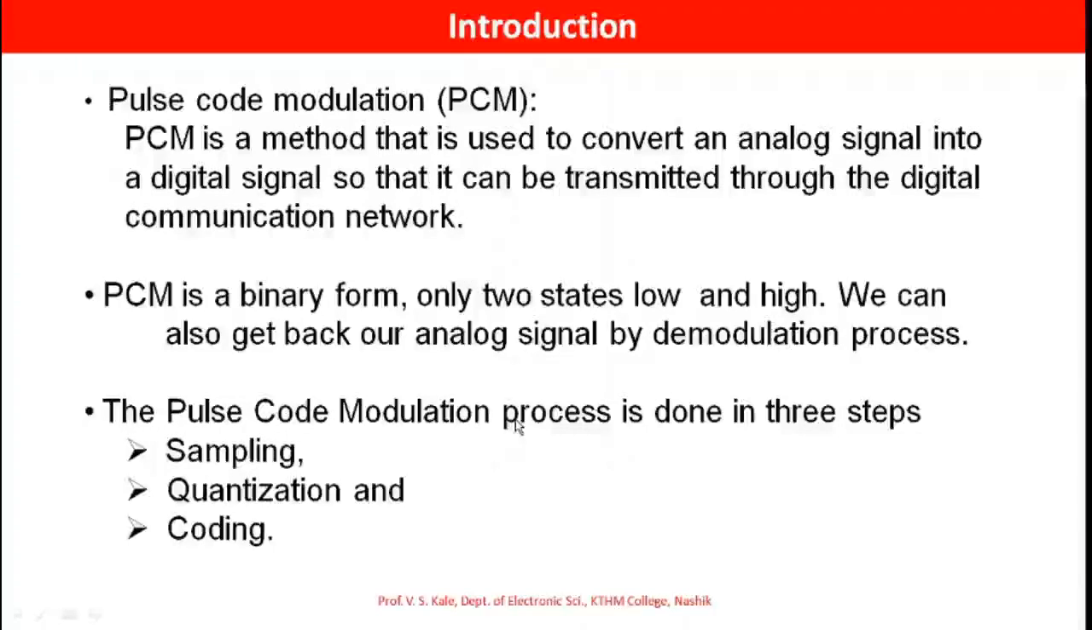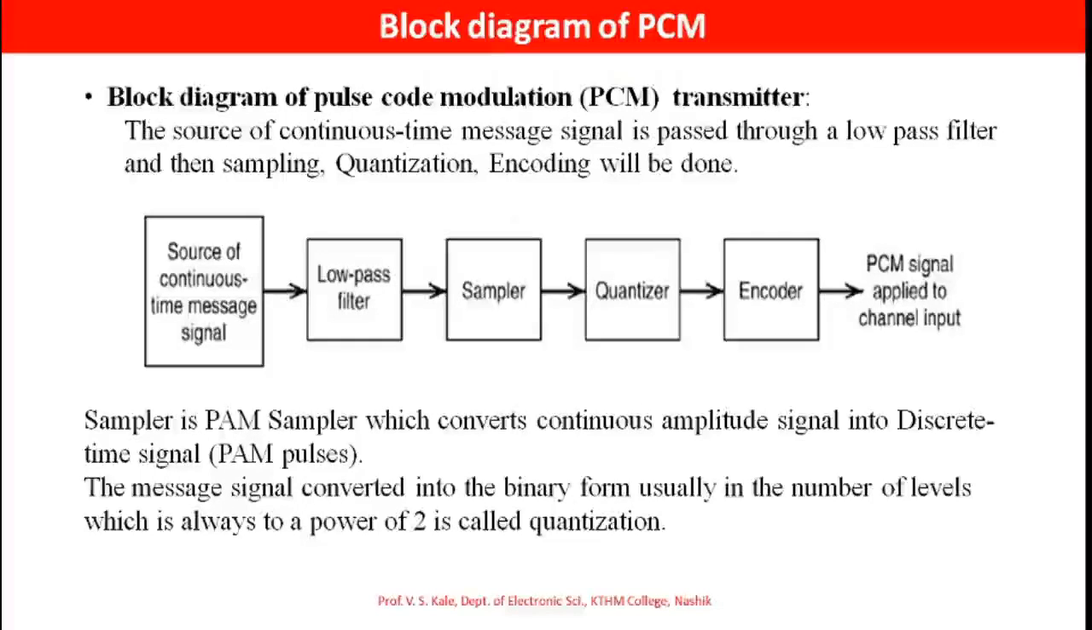The pulse code modulation process is done in 3 steps. First, sampling, second, quantization, and third, coding. Block diagram of PCM. PCM transmitter. The source of continuous time message signal is passed through a low pass filter and then sampling, quantization and encoding is done.